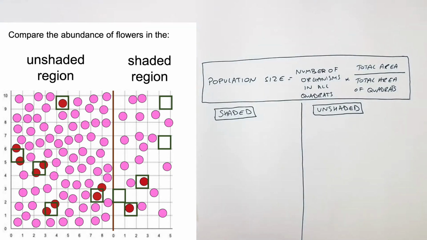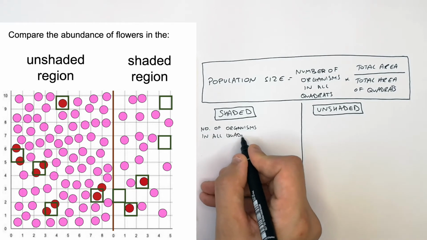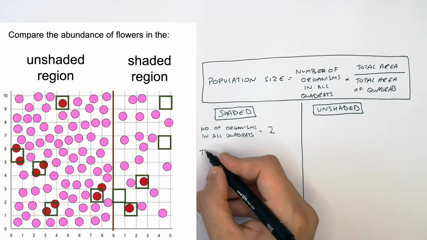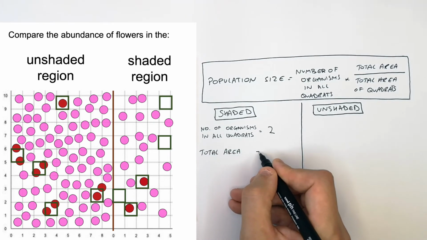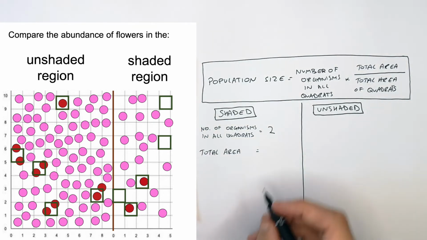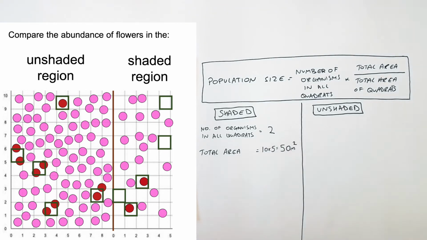For the shaded region, we're now going to estimate the population size. So firstly, you must count the total number of organisms in all of your quadrats. In this case, it is only 2. Then calculate the total area of which there is shaded grass. So that's going to be 10 meters up times 5 meters across. That is an area of 50 square meters approximately.